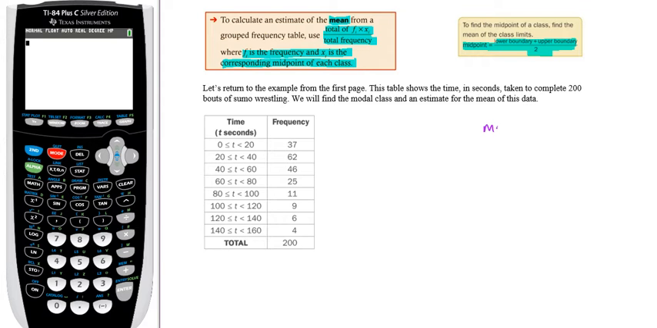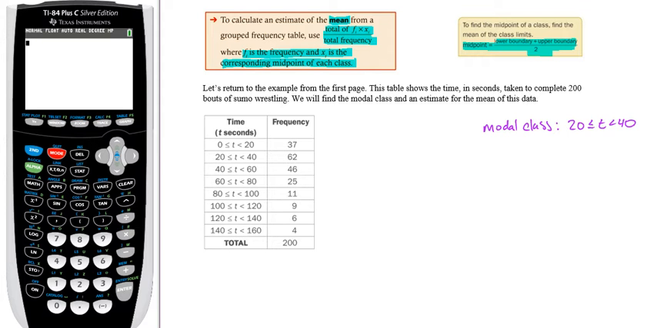So the modal class is the class that has the greatest frequency. So in this case, the highest frequency is 62, and that happens for the modal class of 20 to 40 seconds. And you'd communicate it just like that. You'd write down the interval for that modal class.